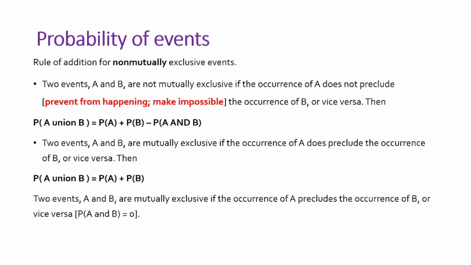Probability of events. Two events A and B are not mutually exclusive if the occurrence of A does not prevent or make impossible the occurrence of B or vice versa. Then P(A union B) is equal to P(A) plus P(B) minus P(A and B). Two events are mutually exclusive if the occurrence of A does preclude the occurrence of B or vice versa. Then P(A union B) is equal to P(A) plus P(B), because P(A and B) is equal to 0.